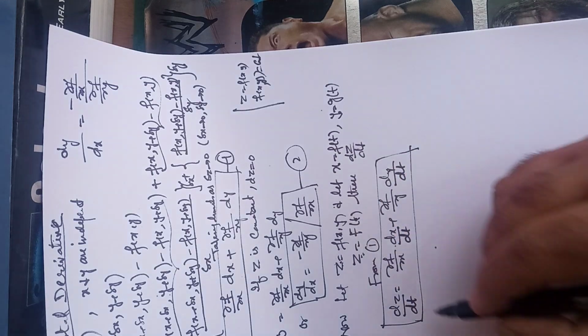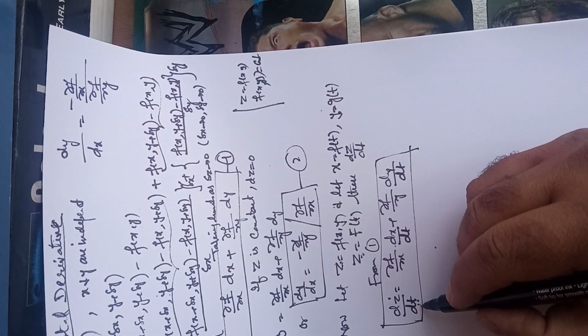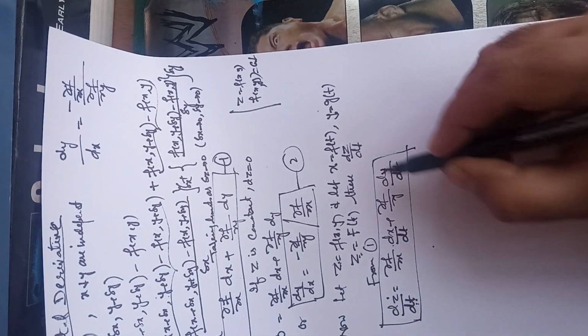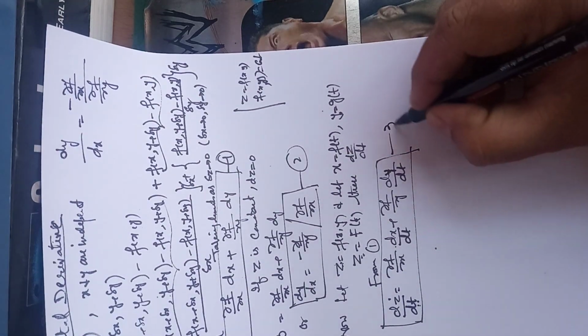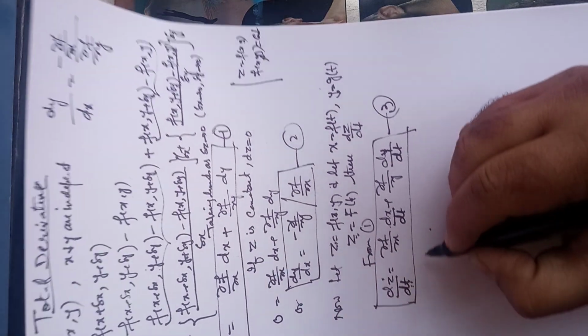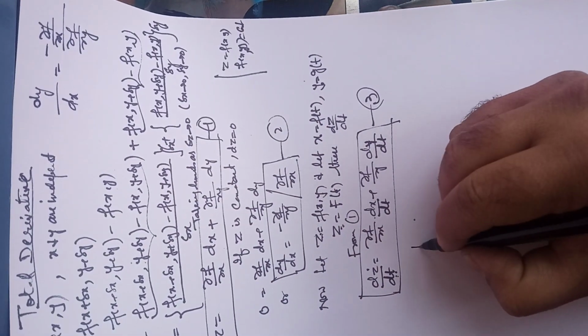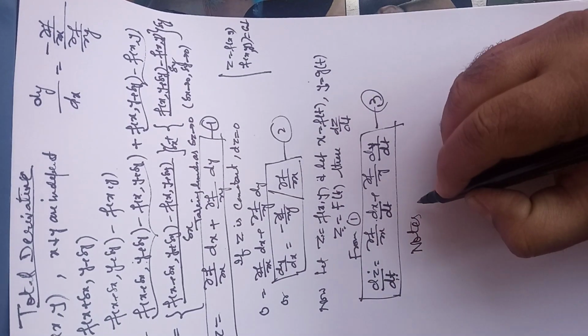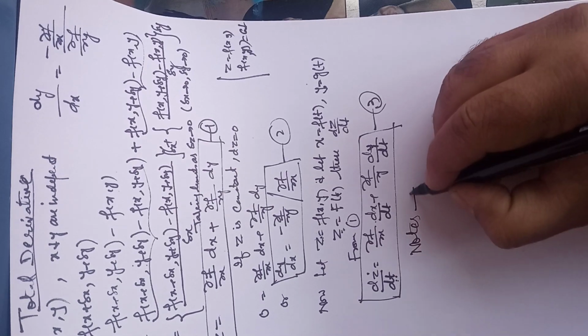Z is a function of t, I can find dz by dt, the ordinary derivative, in terms of partial derivatives. Fine, this is 3. We need so many things. I will be providing some notes to you. Go through them.